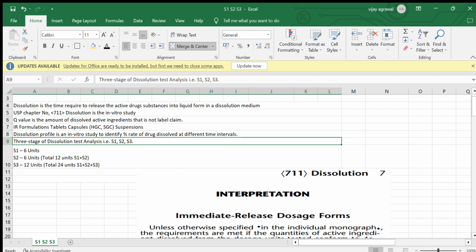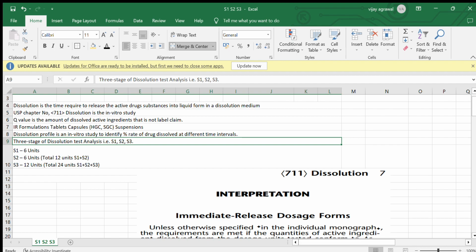And this dissolution testing is done stage wise. For S1 stage, 6 units are taken. For S2 stage, another 6 units are taken. And always remember that the formulation testing goes to S2 stage if the formulation dissolution testing fails in S1 stage. If the dissolution test passes the S1 stage, then it will never go to S2 stage.